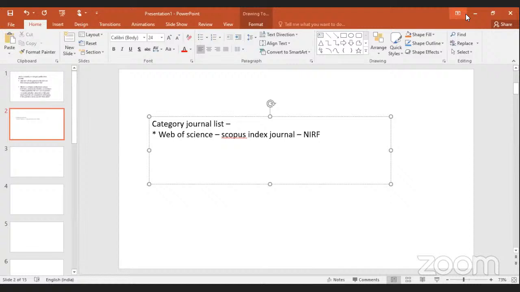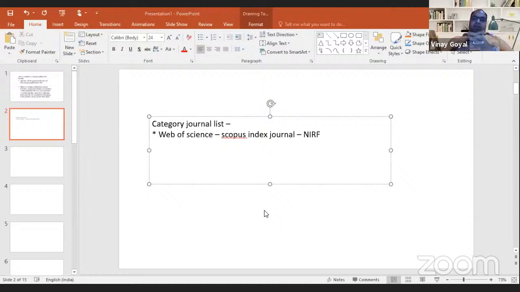I hope you are able to see my screen. Yes, sir, we are able to see your screen. Right. Now, one of the most important sources of journals is Web of Science or Scopus Indexed journals. When it comes to the NIRF ranking of India, the National Institutional Ranking Framework, where the Ministry of HRD is giving the ranking to the institutes, they are following the concept of Scopus Indexed Journal.